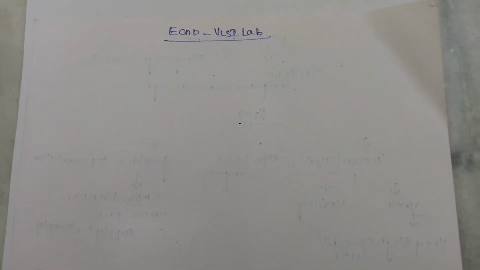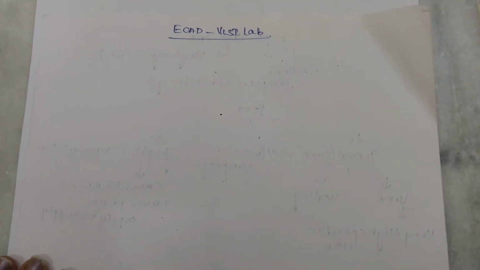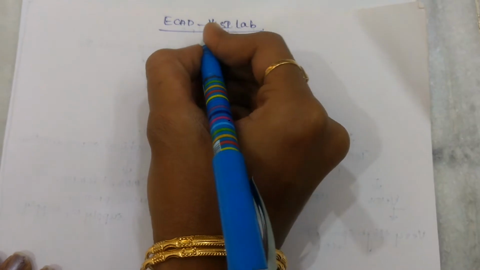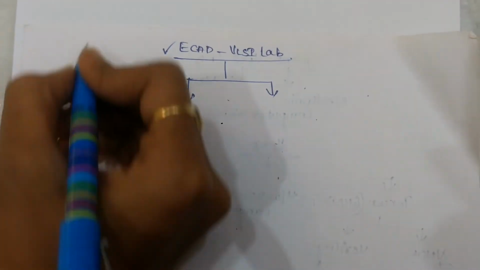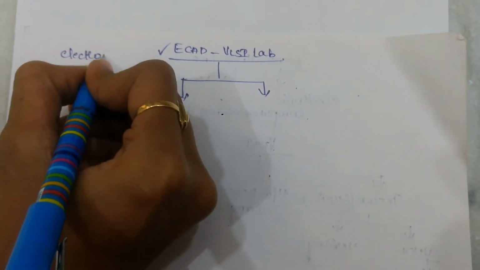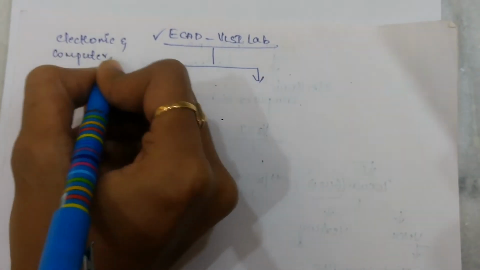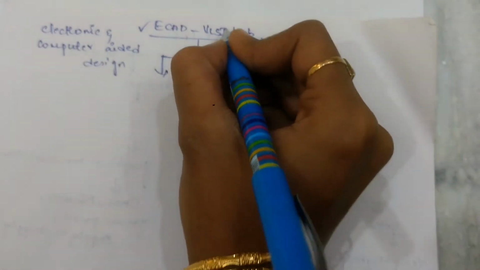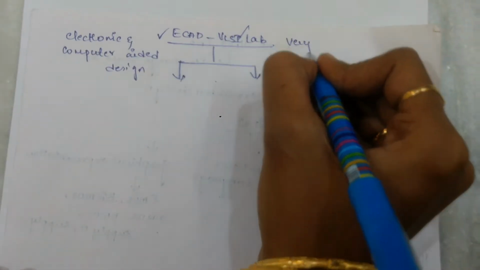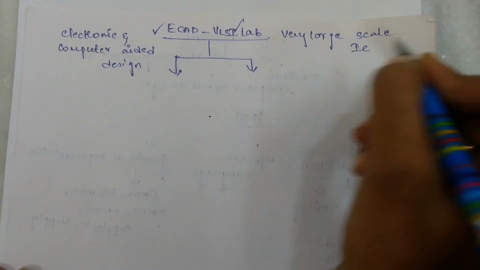Very good morning. Now we are going to see the basics of the ECAD VLSI lab, which will be present in the final year first semester. In your ECAD VLSI lab, ECAD stands for Electronic and Computer Aided Design, and VLSI stands for Very Large Scale Integrated Circuit.